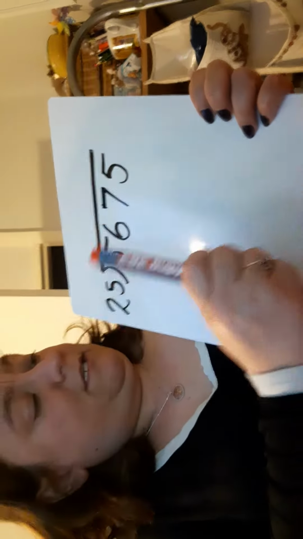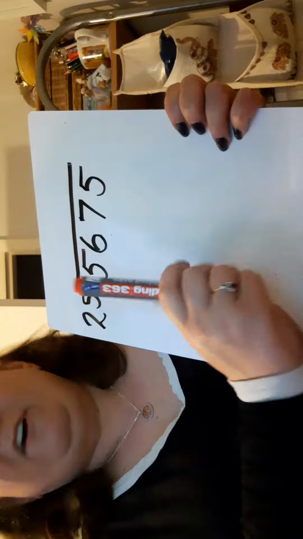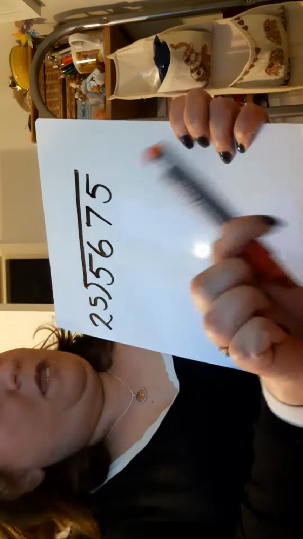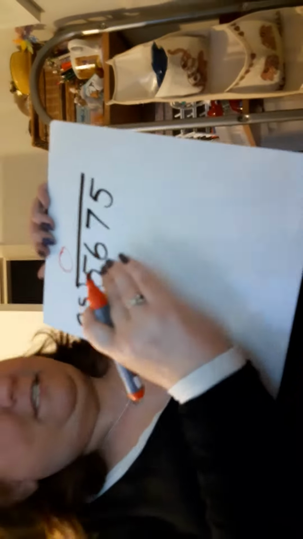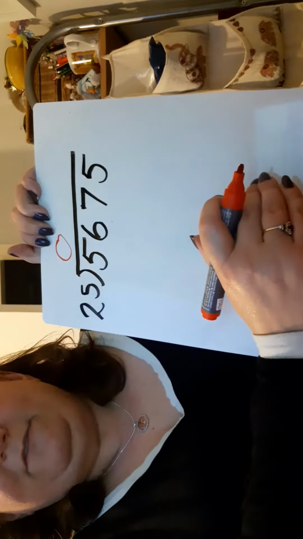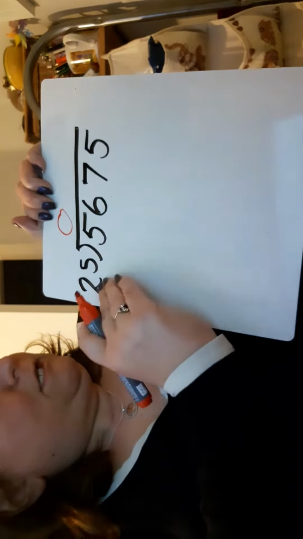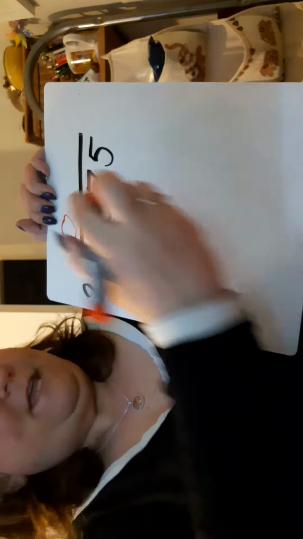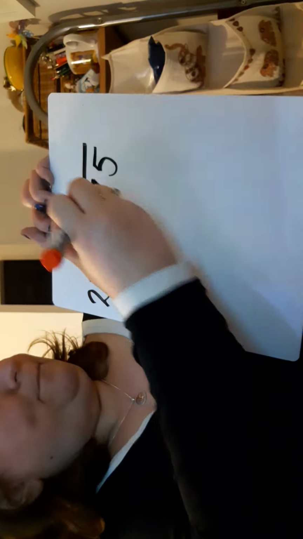So what we do, it works exactly the same to start with as the short division method did. So we're going to look at this and we're going to go 25. It doesn't go into 5. So we can just put a 0 there. And then we can look at 56. So how many times does 25 go into 56? 2 times 25 is 50. So I can put a 2 there.